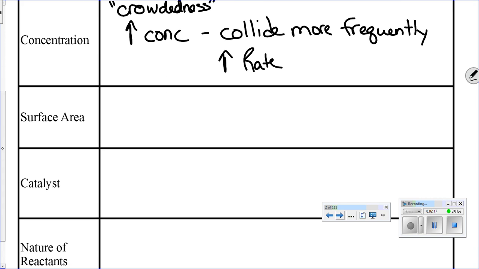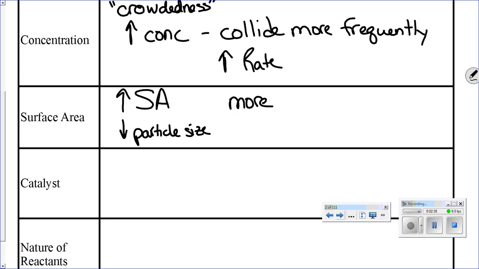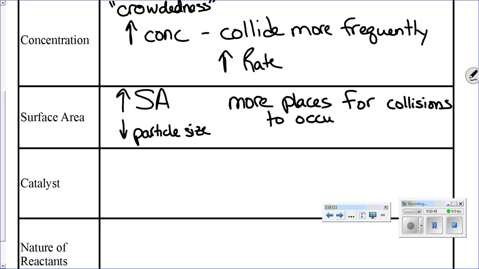Surface area has an effect on reaction rate as well. If you increase surface area, and keep in mind this means that you have decreased particle size, so you've broken something down into smaller pieces, this gives more places for collisions to occur. You imagine a big lump of something, the particles in the middle aren't able to collide with anything, so they therefore are not able to react. So more places for collisions to occur means a greater likelihood of reactions, and therefore an increase in reaction rate.